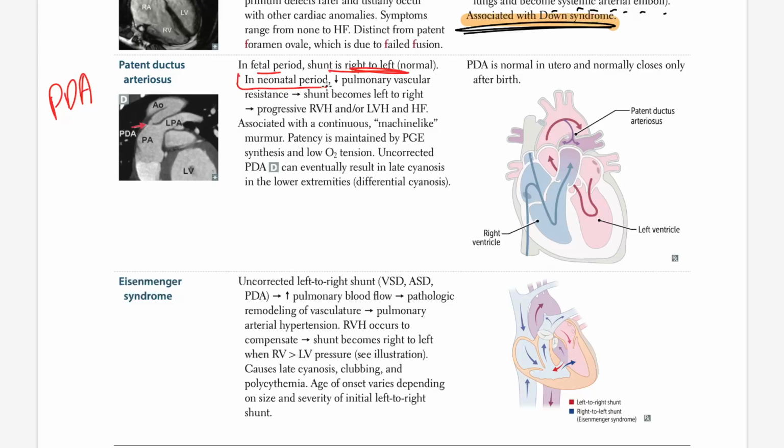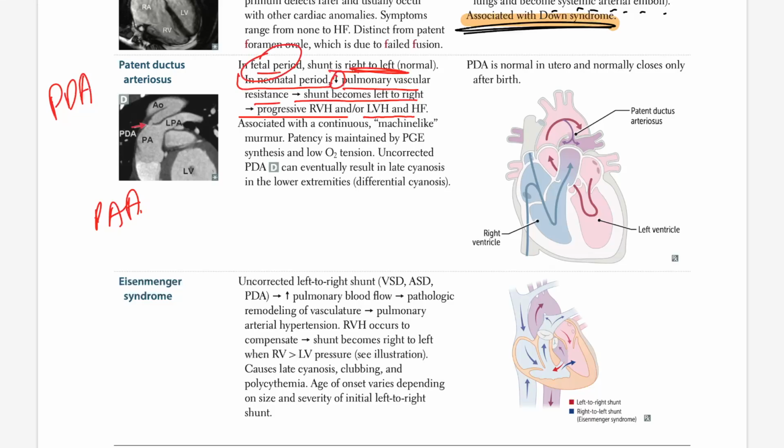But in the neonatal period, there is a decrease in pulmonary vascular resistance, which leads to the shunt becoming left to right, which leads to progressive right ventricular hypertrophy and or left ventricular hypertrophy and heart failure. So again, what are we trying to say? In the fetal period it is all normal because we need that. And we did talk about it in the normal embryology, that we need the PDA in the fetal period.